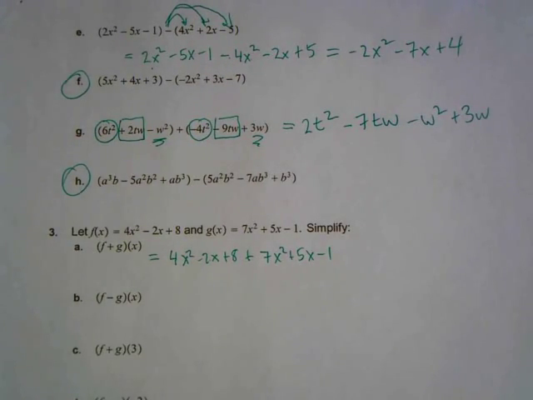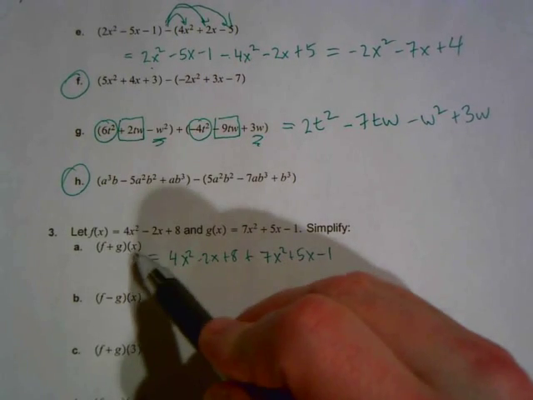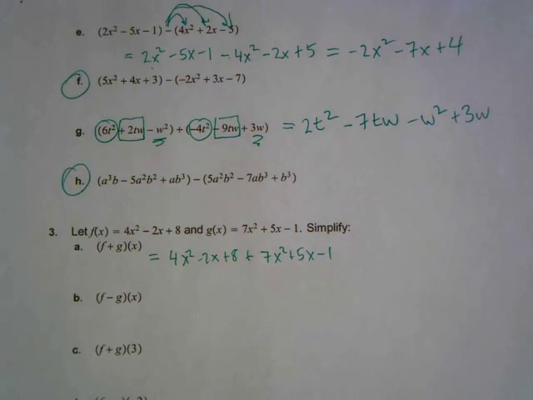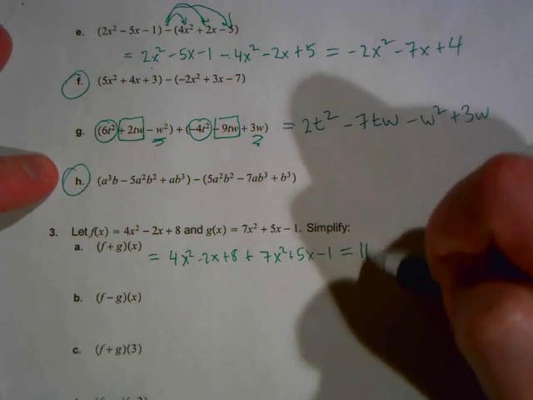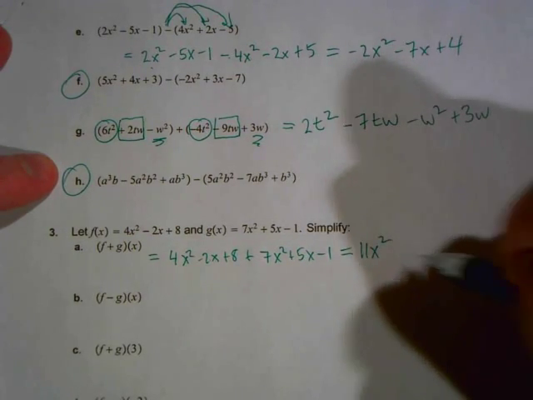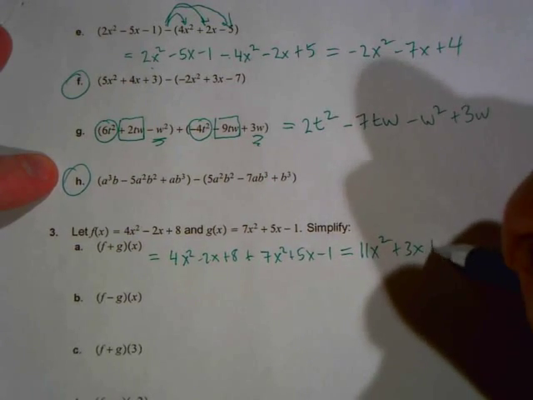And remember, when we're dealing with functions, this parenthesis thing here, this doesn't mean multiply. That parenthesis thing there simply means x is our variable. Okay? So we just write it down, and then we combine our like terms. We have 11x squared plus 3x plus 7.